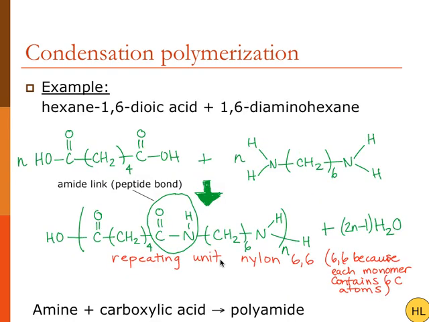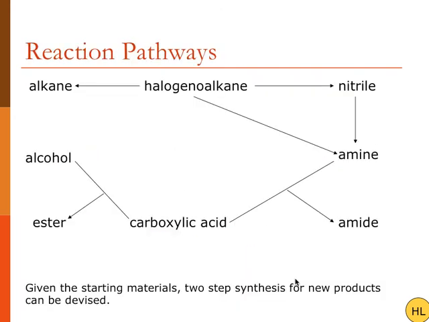Same thing here, we've got the carboxylic group with an amine group coming together to form an amide, and it can keep going on either side. This is a nylon 6,6, and it's because each carbon chain here contains 6 carbon atoms. And then next we'll talk about pathways.